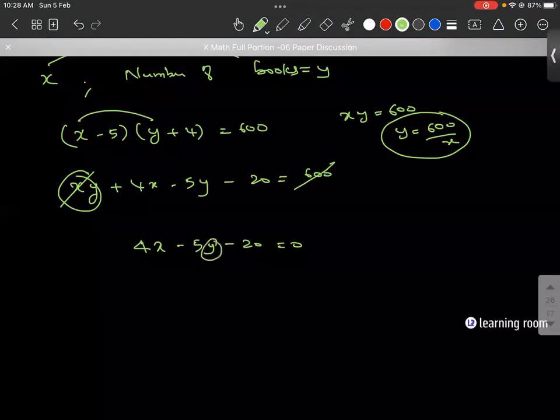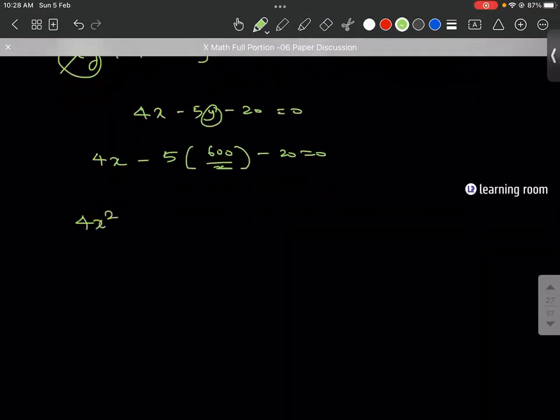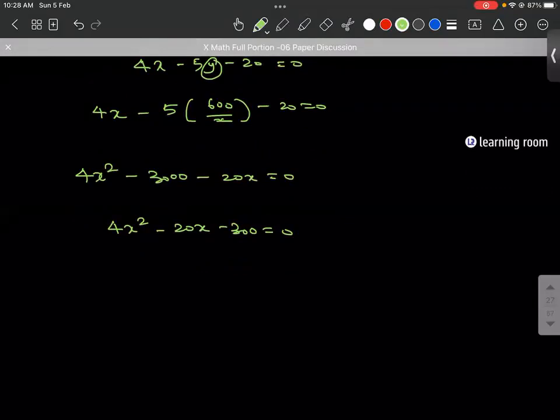Anyway, in this place you need to write the 600 by X, no? Right. So 4X minus 5 into 600 divided by X minus 20 is equal to 0. So 4X square minus 3000 minus 20X is equal to 0. So 4X square minus 20X minus 300 is equal to 0. So how do you solve this? 3000, sir. So 12,000 is going to come. So 12,000, what are the factors you have?